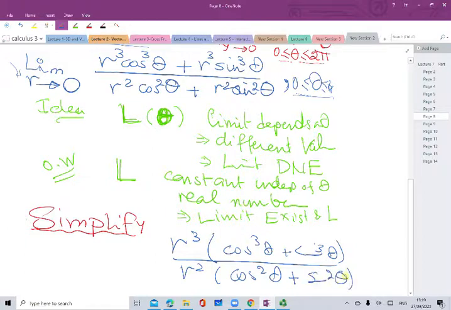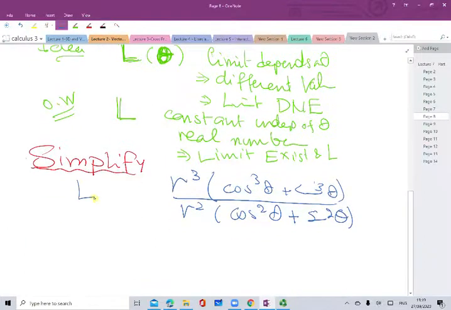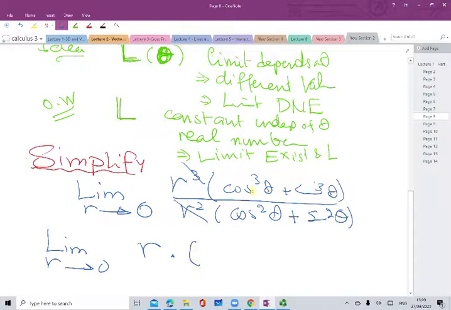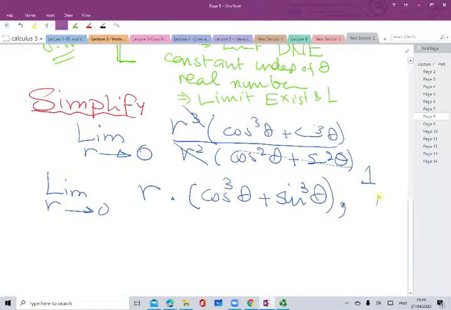Now we need some trigonometric relations to simplify further. Definitely for the limit as r tends to 0, these will cancel out, and I end up with the limit as r tends to 0 of r times a bracket, where the denominator bracket, from my trigonometric relations, is equal to 1. Above I have cosine cubed theta plus sine cubed theta. Can I directly arrive at a conclusion? Don't forget that theta goes from 0 to 2 pi.